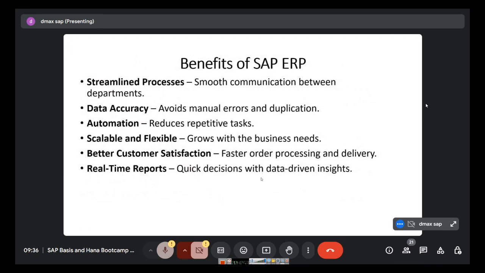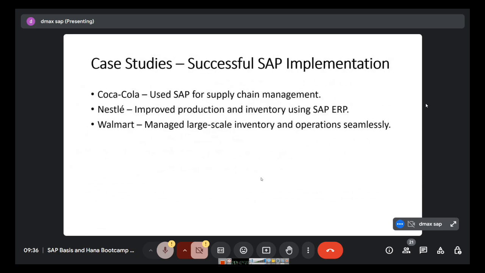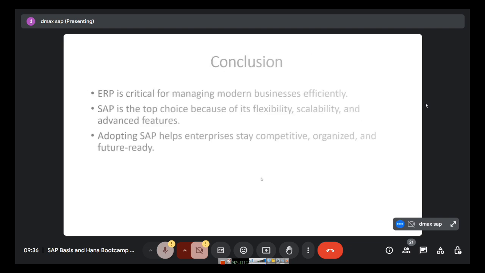why SAP has to be chosen. After that we'll discuss it later. Already we discussed this thing. Some of the case studies where SAP is successfully implemented: Coca-Cola, which used SAP for supply chain management. Nestle is there, Walmart is there. Like that, there are a lot. I'm giving a few of the examples here.